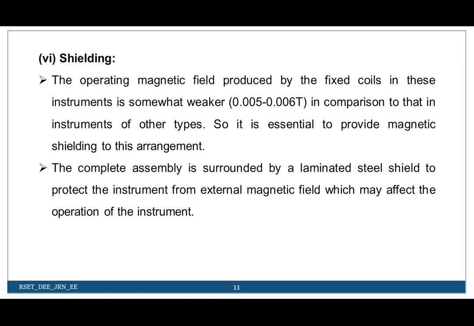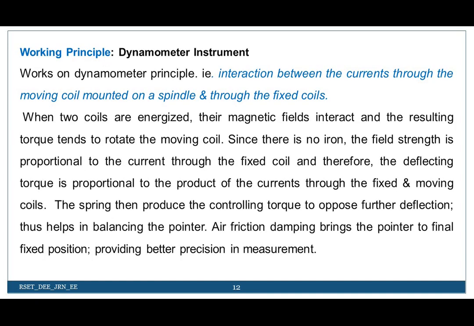The complete assembly is surrounded by a laminated steel shield to protect the instrument from external magnetic fields which may affect the operation of the instrument. So shielding is very important to this machine. Now the working principle works on the dynamometer principle: interaction between the currents through the moving coil mounted on the spindle and through the fixed coils.